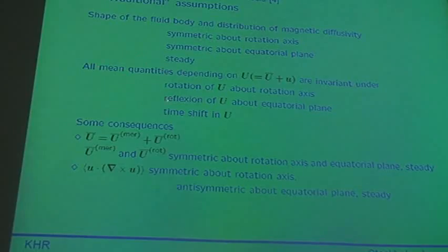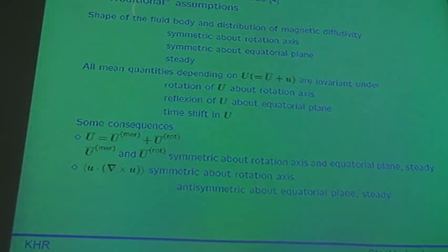Assume that all mean quantities which depend on the fluid velocity are invariant under rotation of u about the rotation axis, under reflection of u about the equatorial plane, and under time shift. It is again what you usually assume for stellar models or planetary models or models of galactic objects, at least in the first approximation.